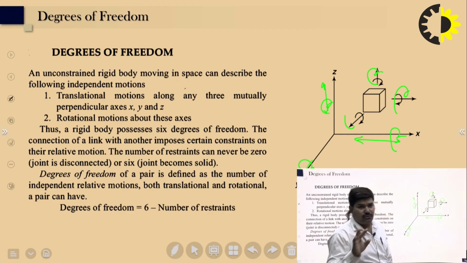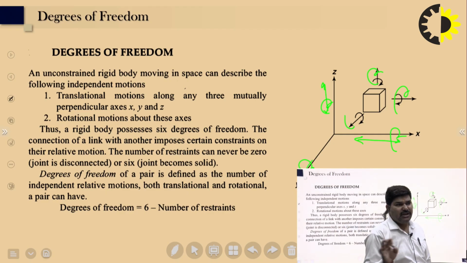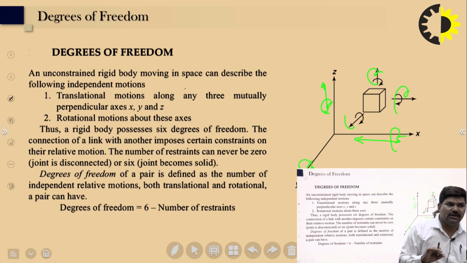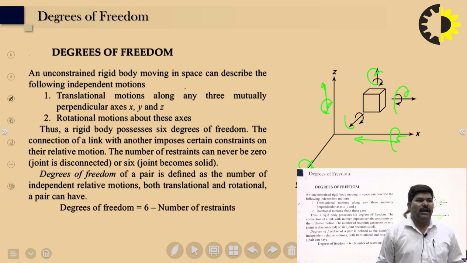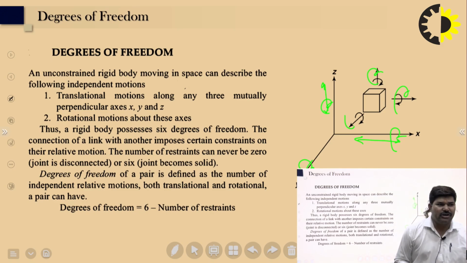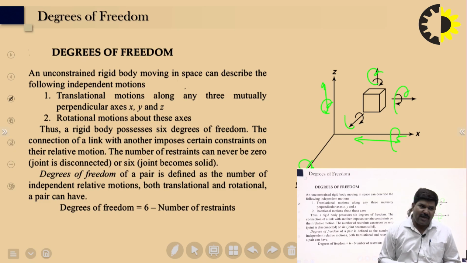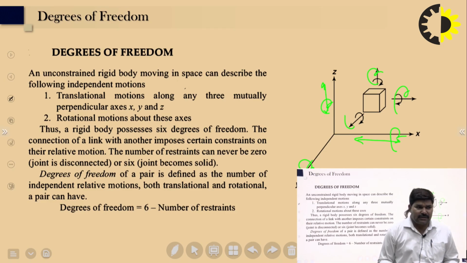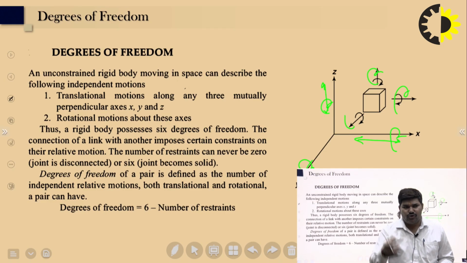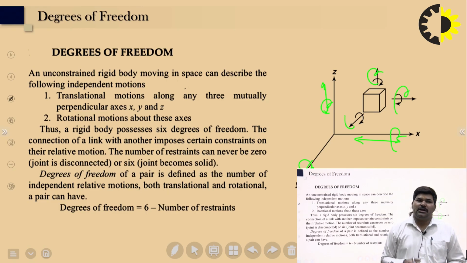So there are two types of motion possible. One is the translatory motion and second is the rotary motion. So we can say that independent motion is possible. Thus we can say the rigid body possesses the maximum degree of freedom, that is 6 degrees of freedom for a rigid body. The connection of a link with another imposes certain constraints on relative motion, and the number of constraints can never be 0 or 6, otherwise the joint becomes a solid body.